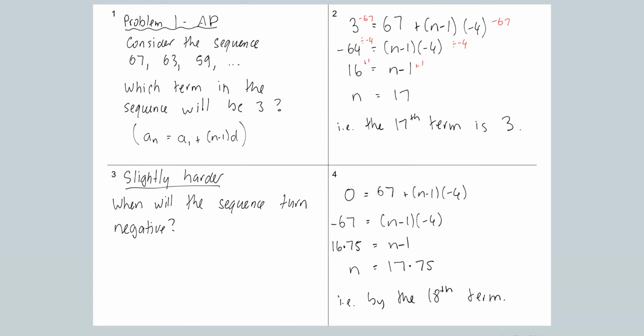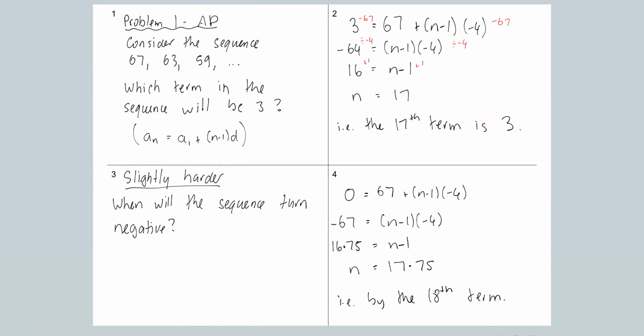Number one, even if this said 17.1, you wouldn't just round down to 17. It just so happens that I've rounded up to 18. If n equals 17.1, we could therefore say that at the 17th term, it's not going to be positive. So it's not going to be negative. So even if n equals 17.1, we'd still have to round up to the 18th term to say this would be the first term where it would be negative.